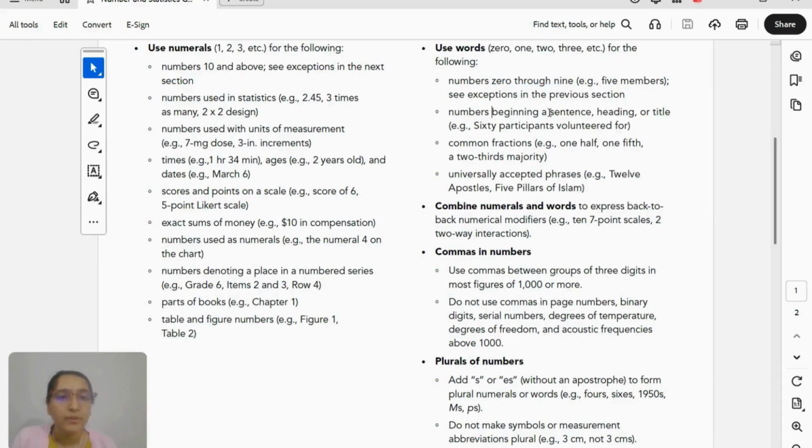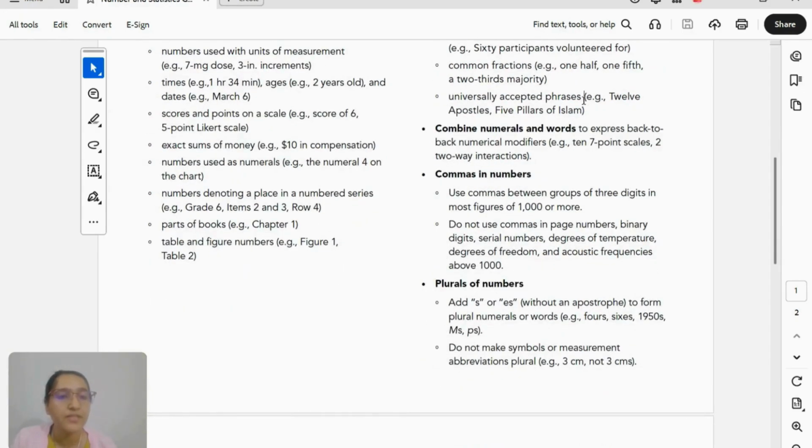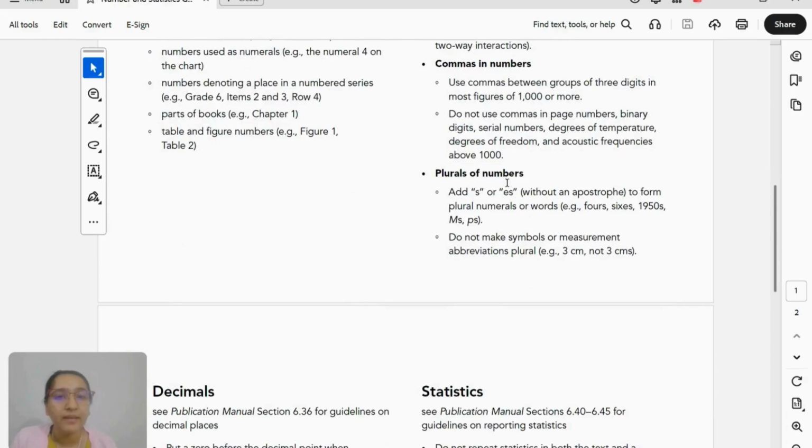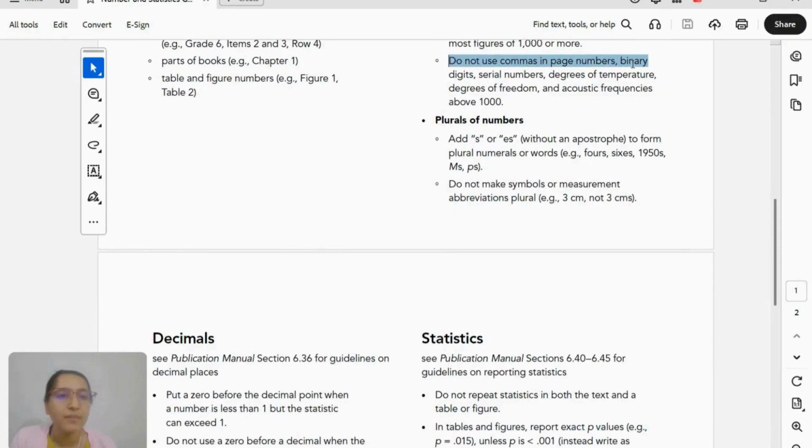Numbers beginning a sentence, heading, or title should always be represented as words. Common fractions are represented as words, and universally accepted phrases are represented as words. Use commas between groups of 3 digits in most figures of 1000 or more. When we're writing 500, we do not need one. Do not use commas in page numbers, binary digits, serial numbers, degrees of temperature, degrees of freedom, and others.